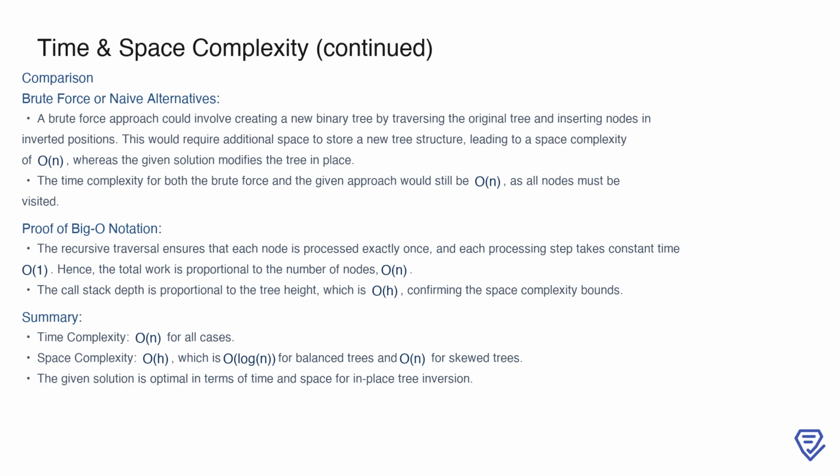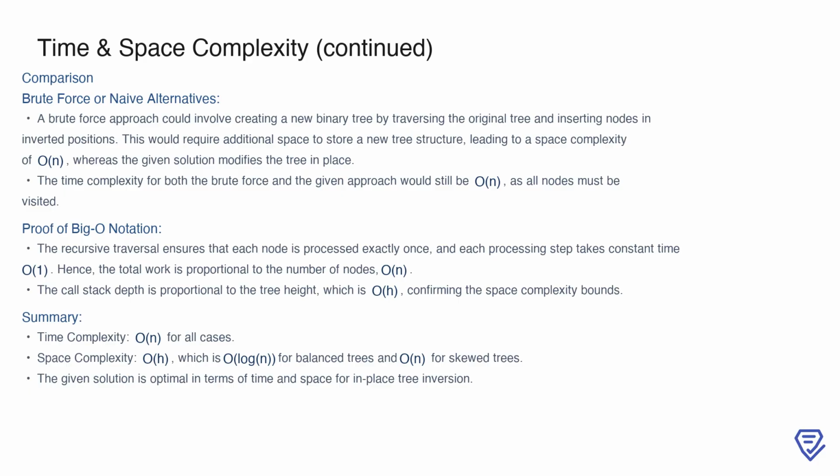To summarize, the recursive traversal in our solution ensures each node is processed exactly once, with each operation taking O(1) time, giving a total time complexity of O(n). The call stack depth, proportional to the tree height, determines the space complexity, which is O(h).